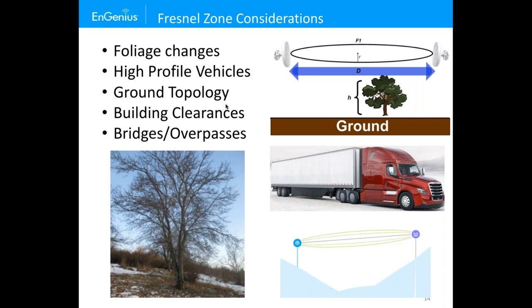And since it's isotropic, it's three-dimensional. It is not only up and down, but it's also left and right clearance you need as well. And blockage of the Fresnel zone is additive. So if I have a tree in one area, a tree in another area, a tree in another area, all that will add together to block the Fresnel zone. Also want to take bridges and overpasses into consideration. If I want to shoot over a bridge, I also have to take into consideration the traffic going over the bridge, making sure that a high profile vehicle is not going to block that link through there.